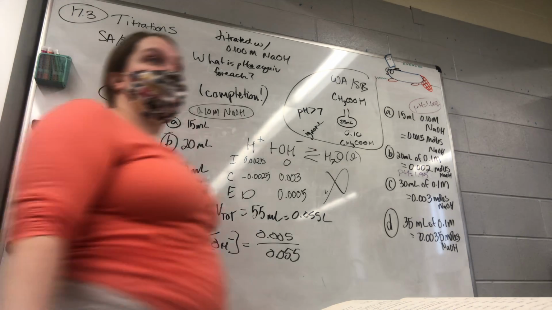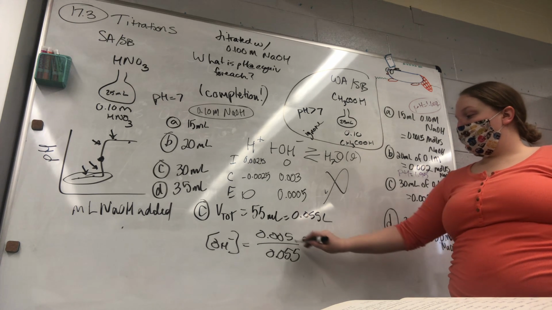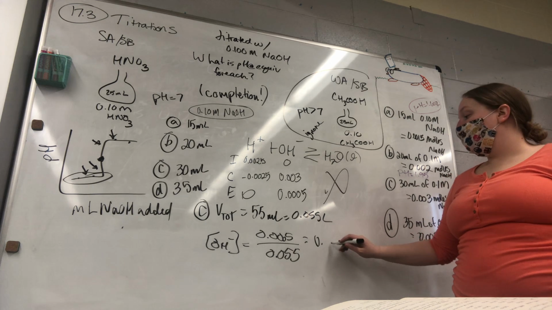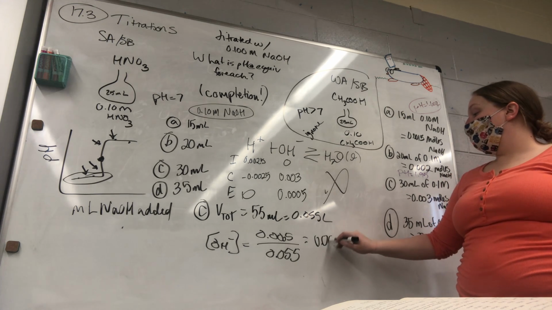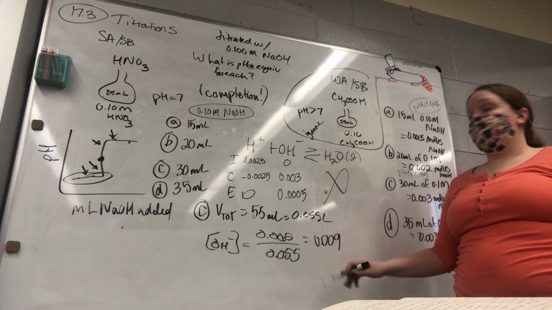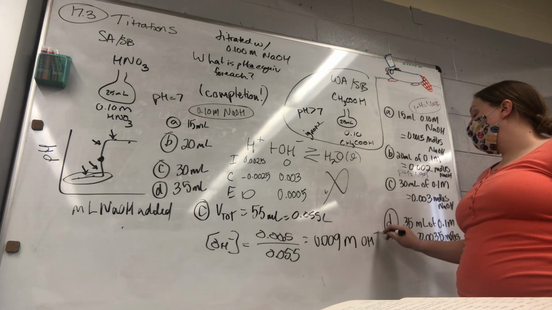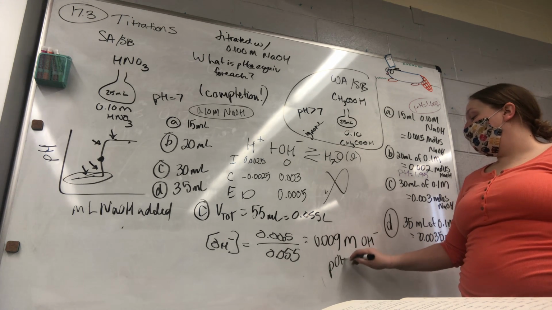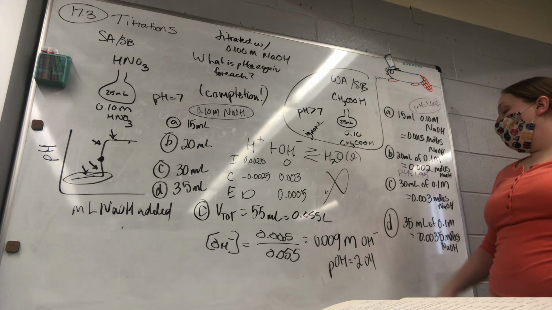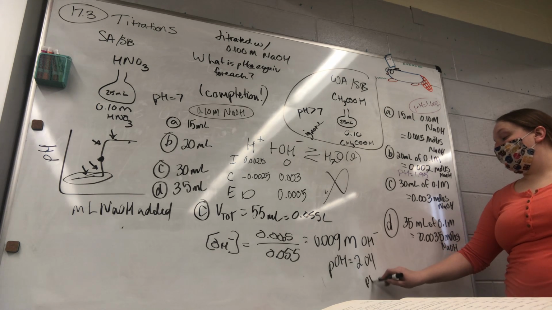Is this the one where you got 0.009? Also, it's 3 zeros for the point. What's the answer? 0.009. That's your molar OH minus. So what's your pOH this time? 2.04. Subtract from 14. What do you get? 1.96.